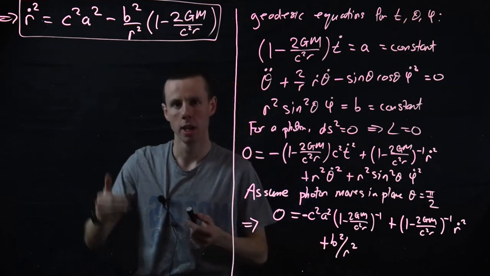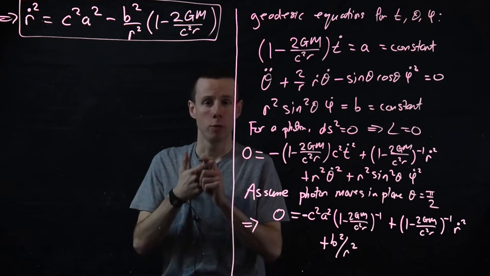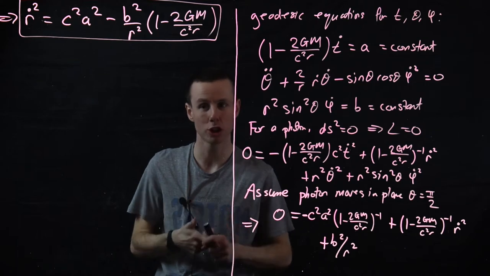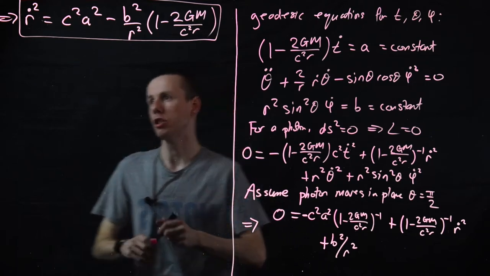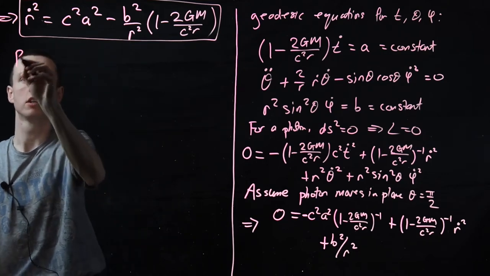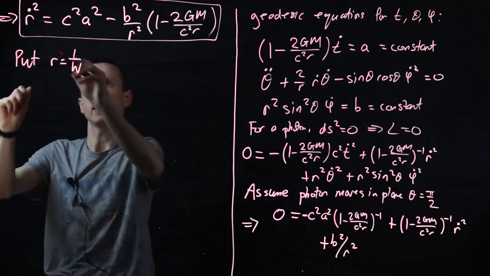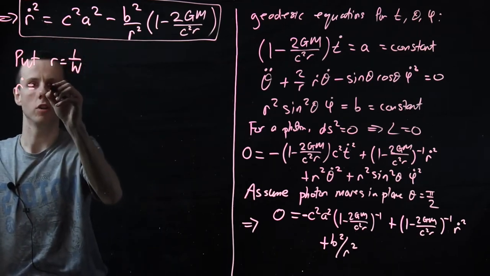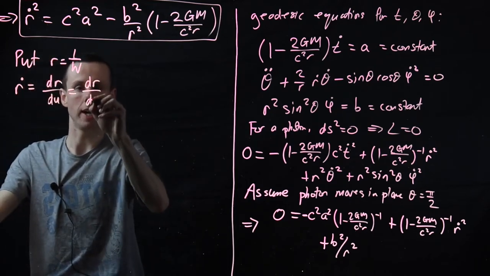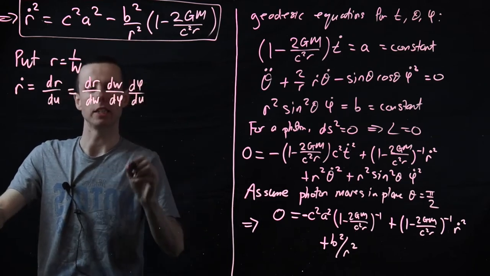But once again, rather than having r and phi as functions of u, it would be preferable just to have r as a function of phi. In other words, find the orbit equation. We can do that by introducing, once again, w equals 1 over r, or r equals 1 over w. And then if we want to put that in here, we need r dot. r dot is just dr by du, and using the chain rule, that's just dr by dw, dw by d phi, d phi by du.